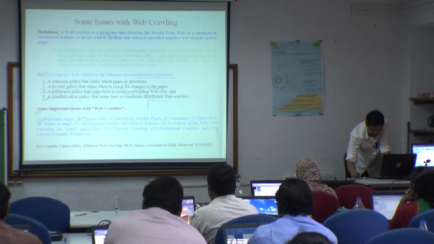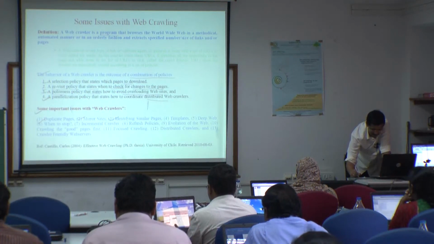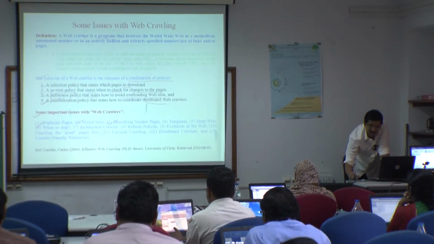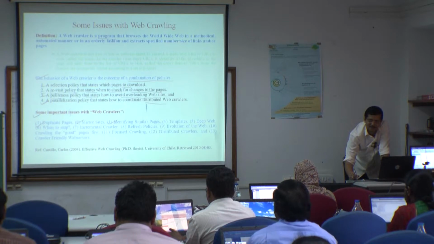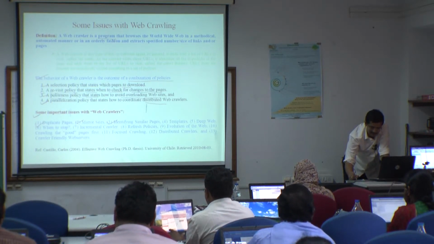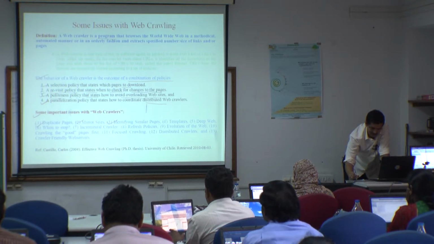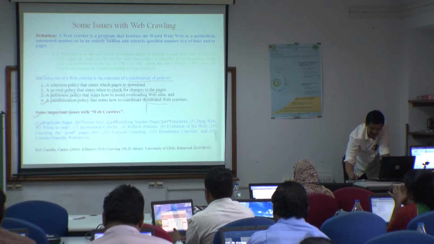Third is identification of similar pages. How to identify the similar pages? If you compare word by word, there may be a lot of pictures also. So how to identify that the two pages are similar, whether to index them both or whether to index only one.